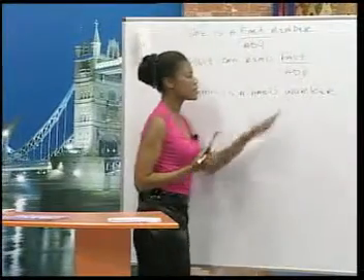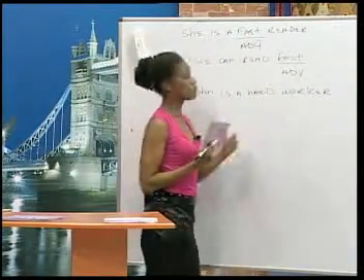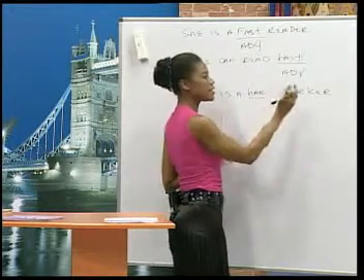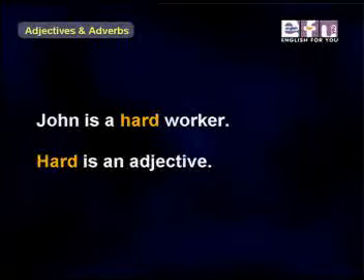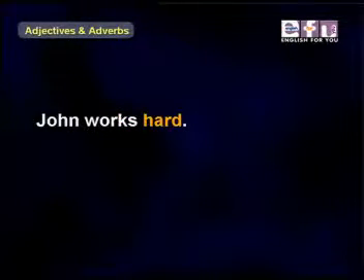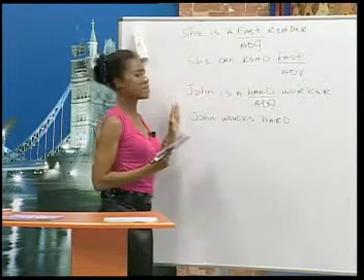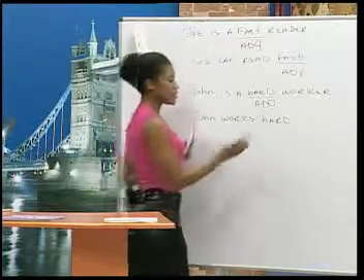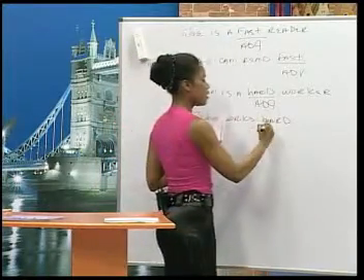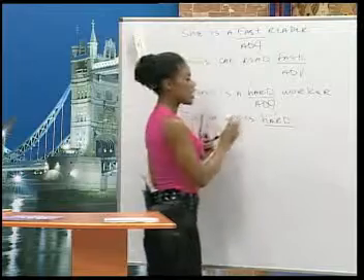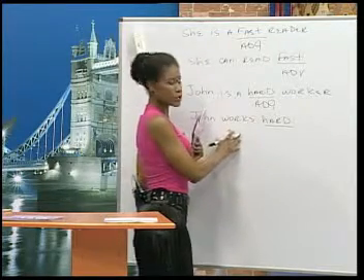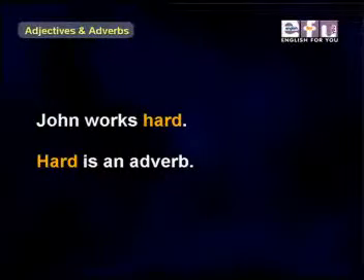Next example. John is a hard worker. In this sentence, worker is a noun, and hard is telling us about the worker. So in this sentence, hard is an adjective. But we can say, John works hard. Again, the sentences are saying the same thing. But in this second sentence, hard describes how John works, which is a verb. So in this sentence, hard is an adverb.